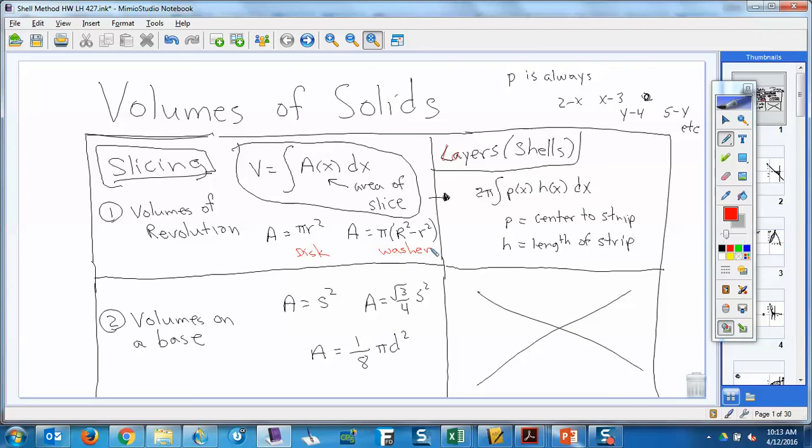If you have a solid that's on a base, you have no option. You're just going to do it by the slicing method. You're going to use one of these area formulas to put it. Okay, that's pretty much it.